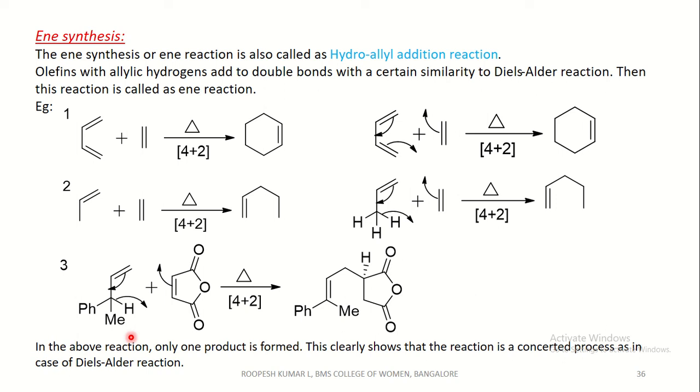And one more example is here, the same as the previous one. This is a dienophile that reacts with allylic hydrogens. That is, olefins with allylic hydrogen add to the double bond with a certain similarity to the Diels-Alder reaction to form an ene here. In the above reaction, only one product is formed. This clearly shows that the reaction is a concerted process, as in the case of the Diels-Alder reaction. That is, no such carbocation or carbanion is formed here.